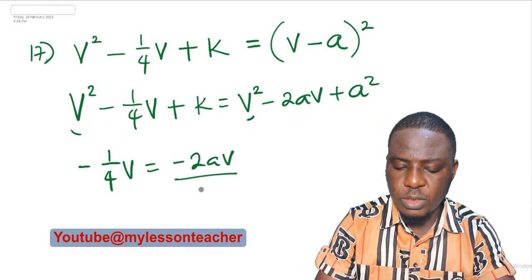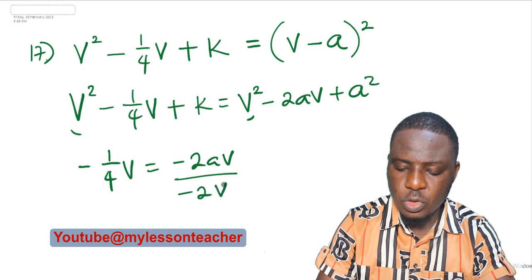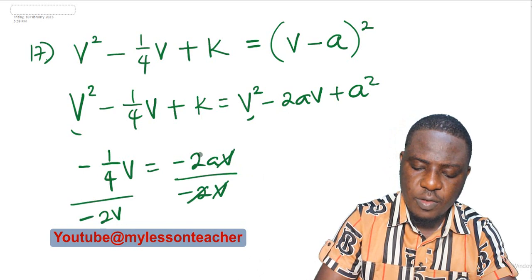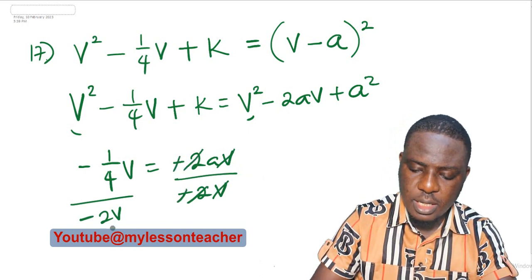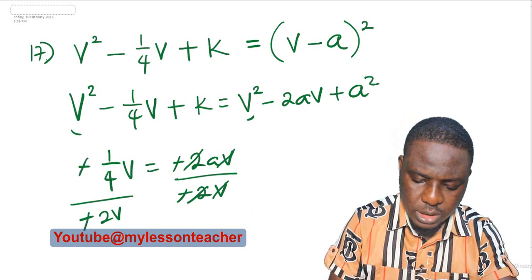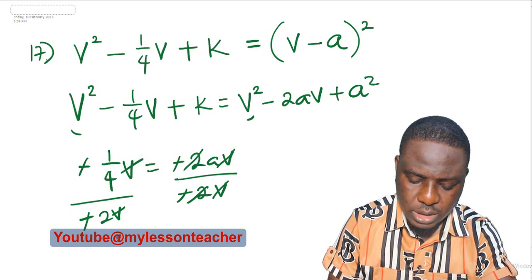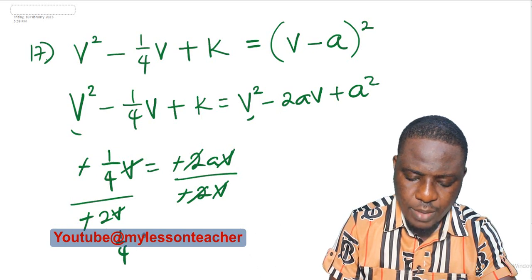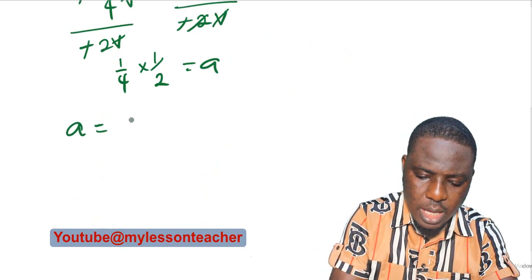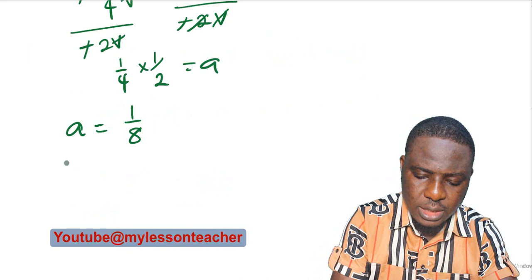I'm making a the subject of the formula by dividing both sides by minus 2v. You have this to be, minus will cancel itself, so you have v will also cancel out itself. You have 1 over 4 divided by 2, which is the same thing as saying times 1 over 2 is equal to a. So our a is equal to 1 over 8.